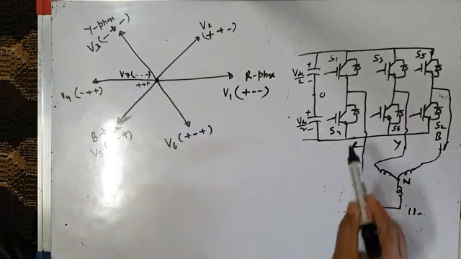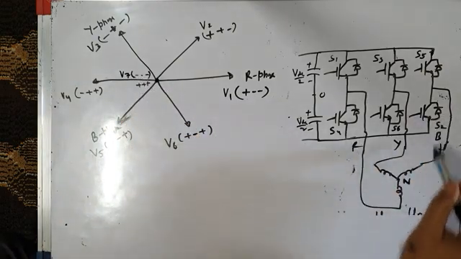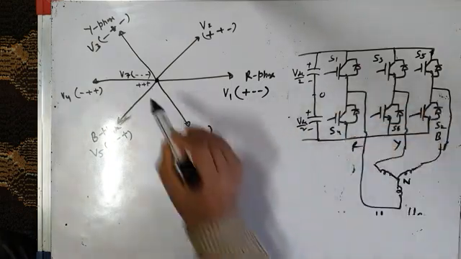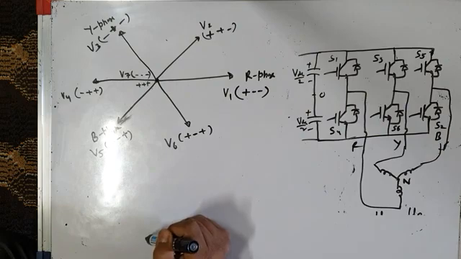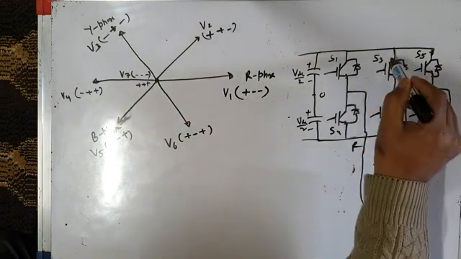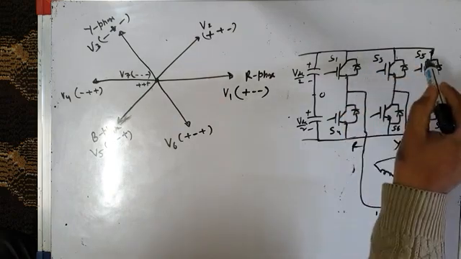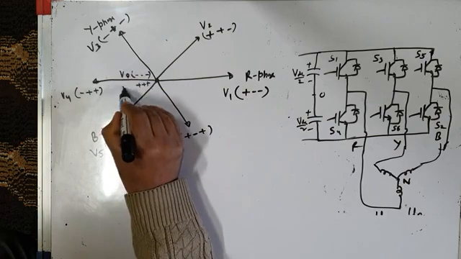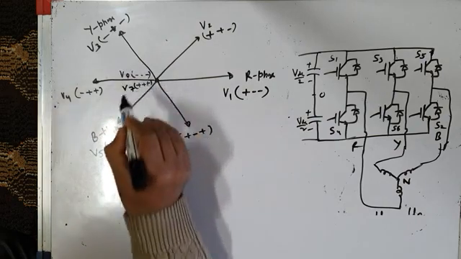I have already told you when all the three bottom switches are on, load is not connected to source. So load voltage is 0. Load is shorted by bottom switches. So it is to be shown along the origin. Or when top switches are on, your load is connected to the top switch. It is shorted by the top switches and load voltage is again 0. So let me call this V0 and this as V7, plus, plus, plus.